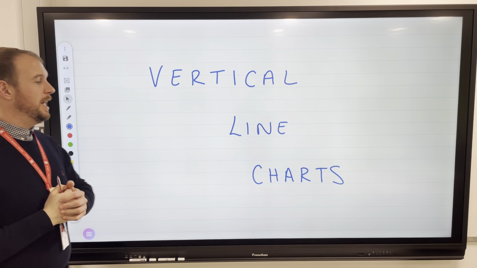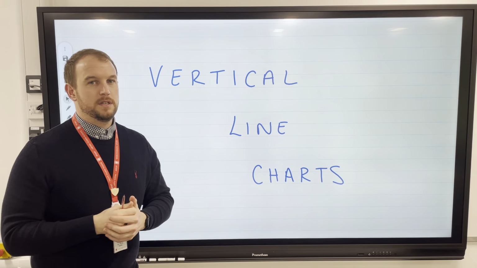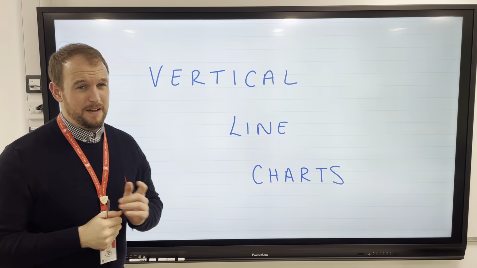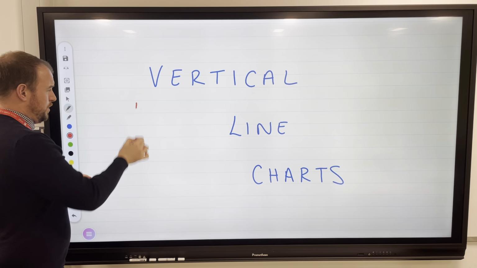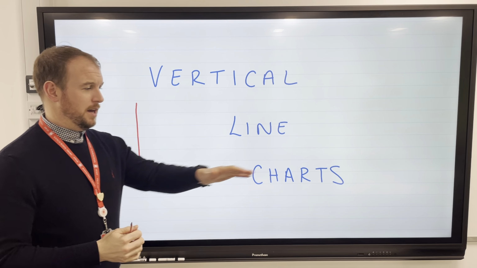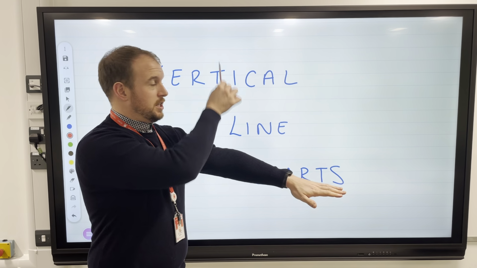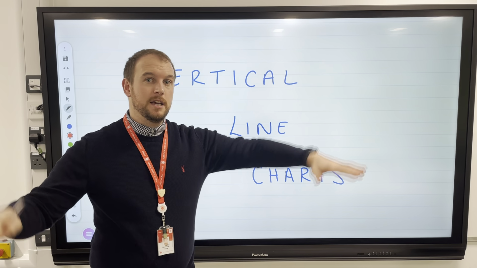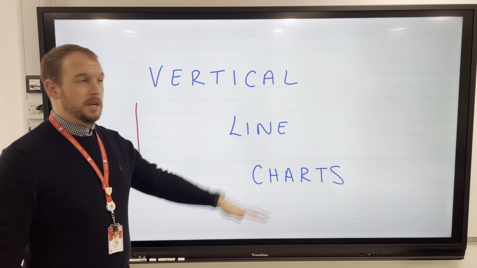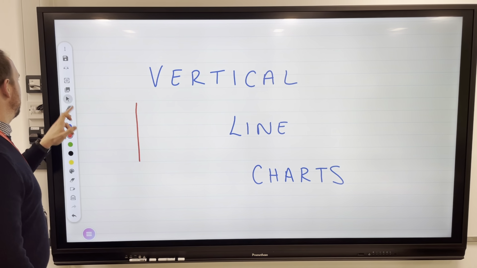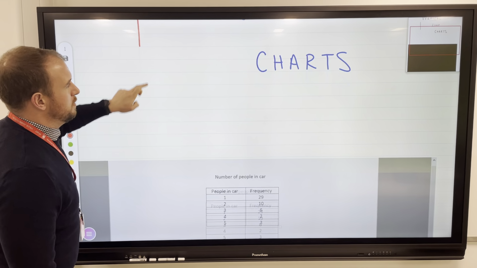So, vertical line charts then, or line graphs. The keyword there is vertical. Vertical is straight up, perpendicular from the x-axis. Horizontal is flat, and vertical is straight up. So bear that in mind when we are going to be drawing these.